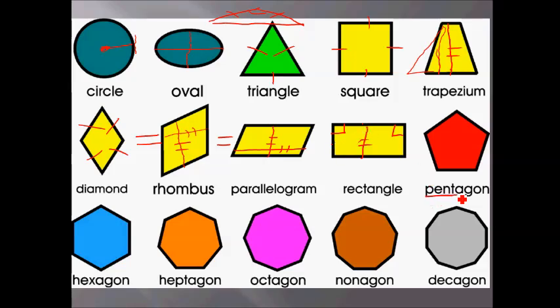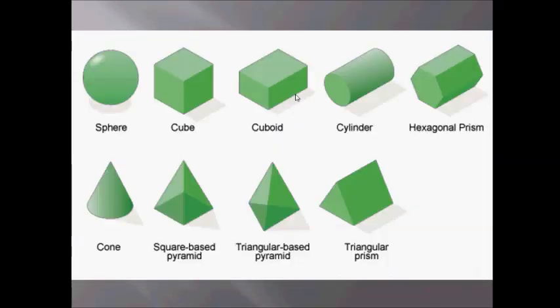A pentagon, penta meaning five, is a five-sided figure, and then onward with hexagon and heptagon and octagon and nonagon and decagon. Decagon having 10 sides. And as you can see, the Greek prefixes are just to define the number of sides. Okay, moving on into three-dimensional shapes.